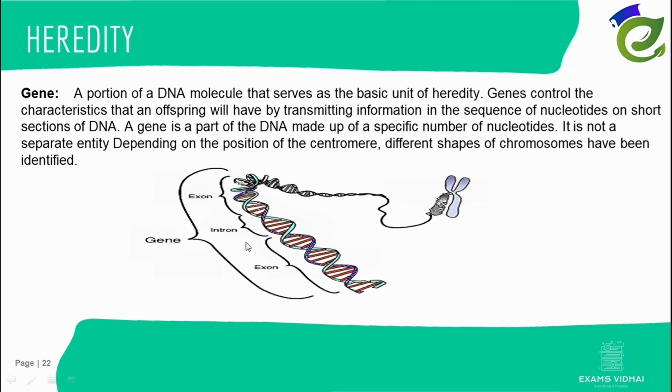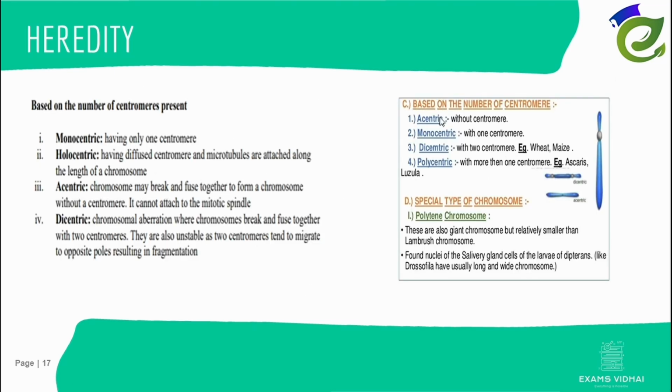So look at this DNA. In this DNA, this is all gene. It serves as the basic unit of heredity. It contains all the information and it will be transmitting the information in the sequence of nucleotides. Just now we have studied centromeres. Now with the help of the number of centromeres present, we will further divide these chromosomes into different types.